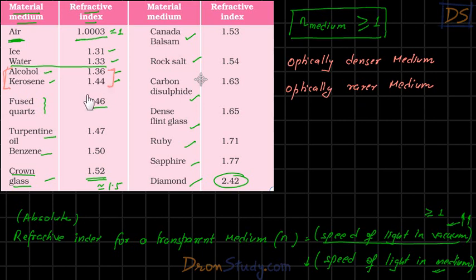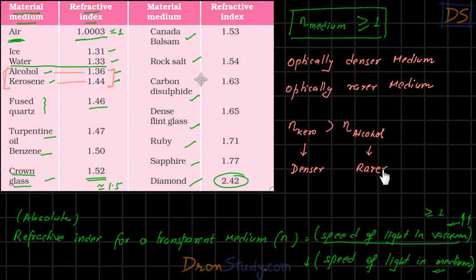Now look at their refractive indexes. If we compare these two, the refractive index of kerosene is 1.44 and for alcohol it is 1.36. Clearly the refractive index of kerosene is greater than the refractive index of alcohol. Right students? So if we compare these two, we'll say that kerosene is an optically denser medium, and alcohol is an optically rarer medium. You understand the point?